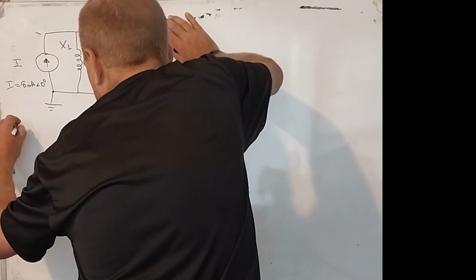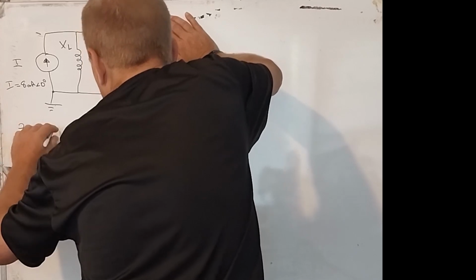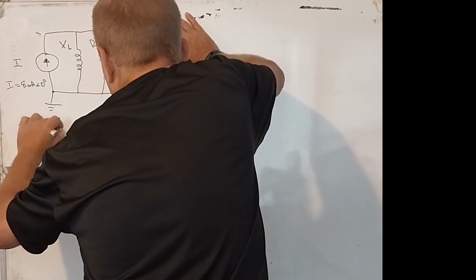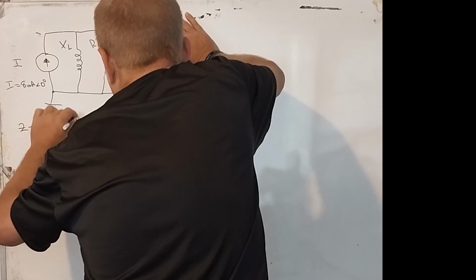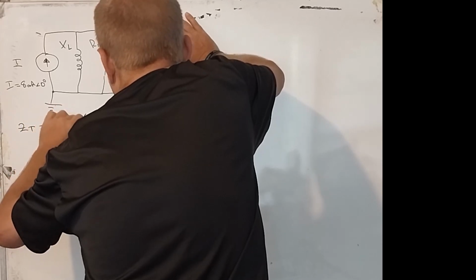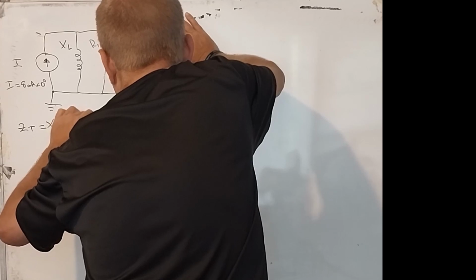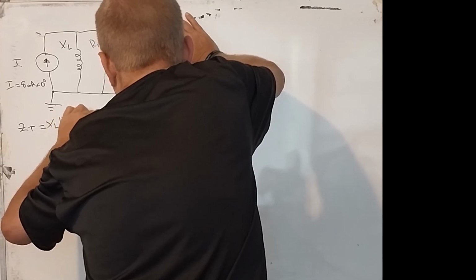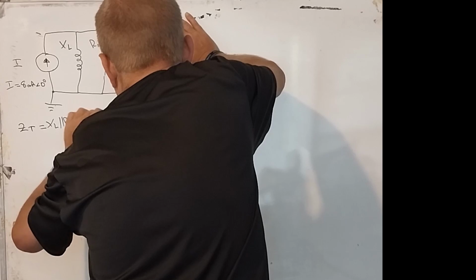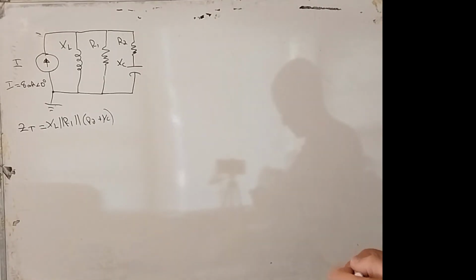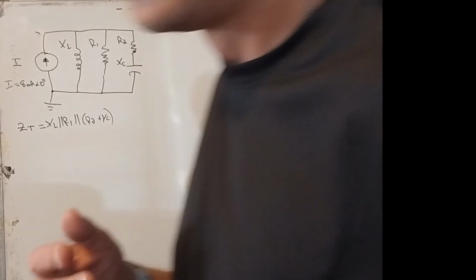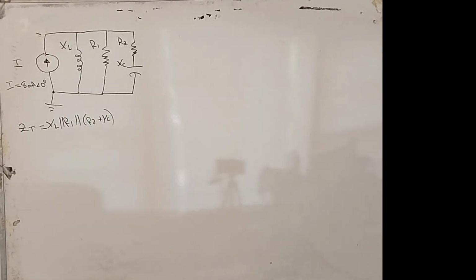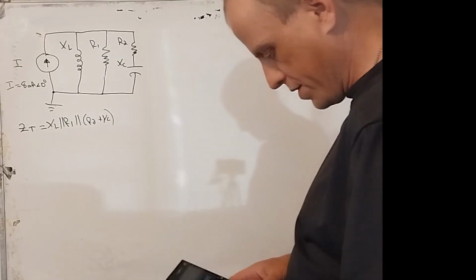So ZT is equal to X of L in parallel with R1 in parallel with a combination of R2 plus X of C, which is minus J, whatever the value is. So let's find what X of L is first and what X of C is first. And I will be using a scientific calculator to do these problems.